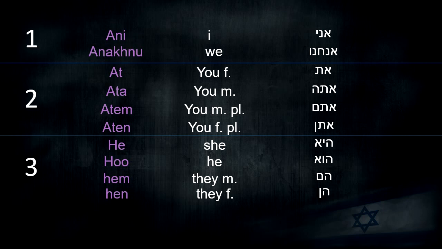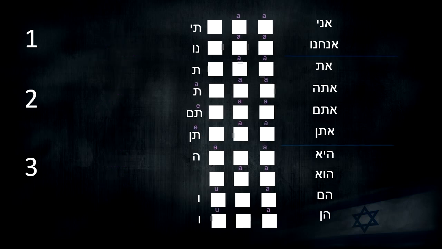I divided the pronouns into 3 groups. The first group consists of first person singular and first person plural. The second group consists of second person singular and second person plural. And the third group consists of third person singular and third person plural. Now it's going to be very simple. For each pronoun, we're going to see how to conjugate a verb in the past of building Pa'al.